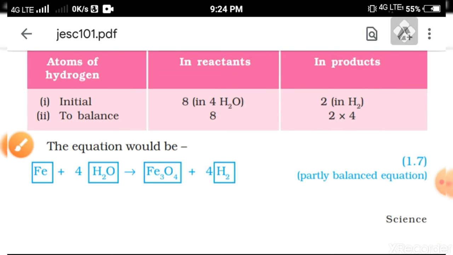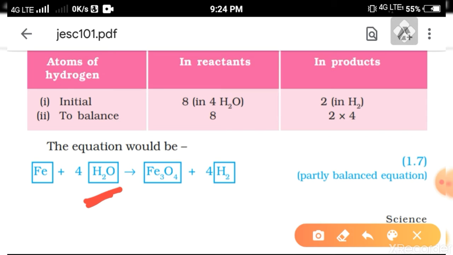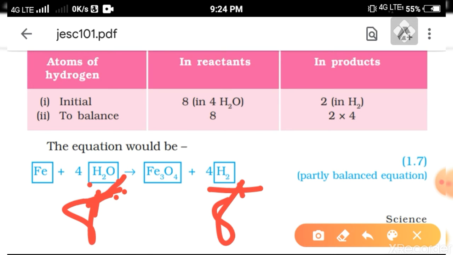After multiplying by 4, we get 8 hydrogen atoms, and on the other side there are also 8 hydrogen atoms. Hydrogen and oxygen are balanced. There are 4 oxygen atoms on this side and 4 oxygen atoms on that side. Both are balanced, equal on both sides, reactant and product. LHS equals RHS for hydrogen and oxygen.